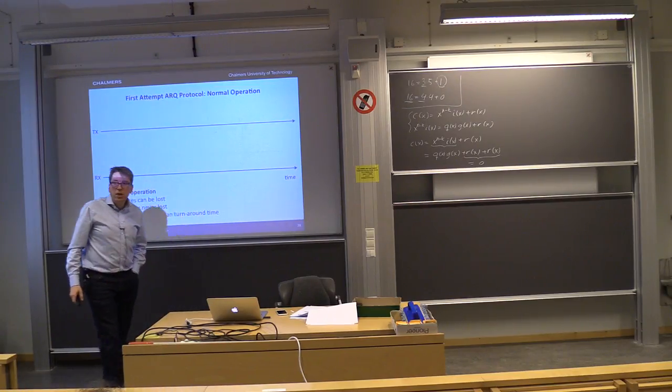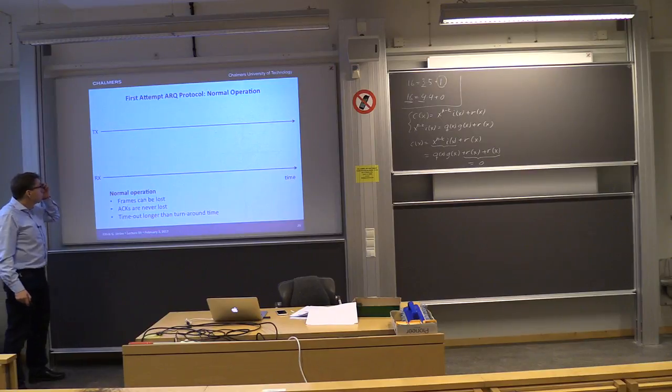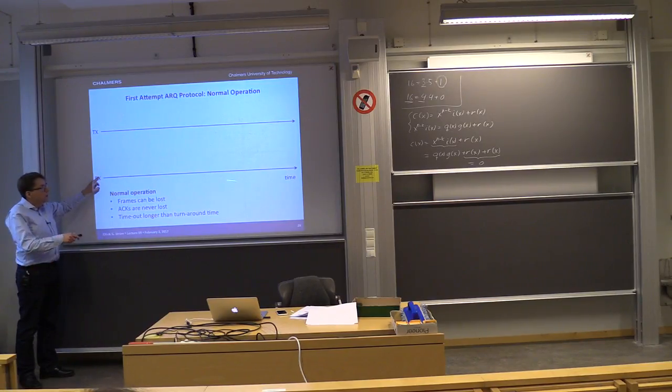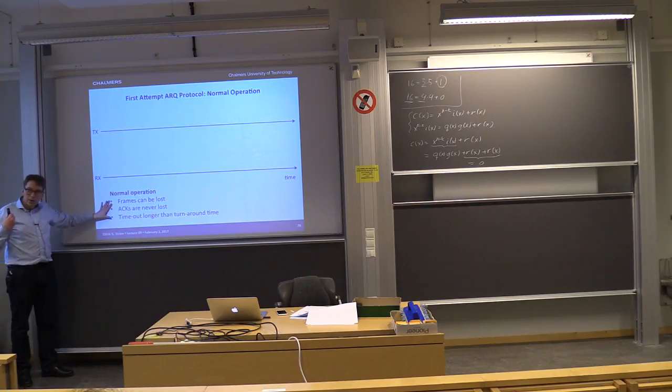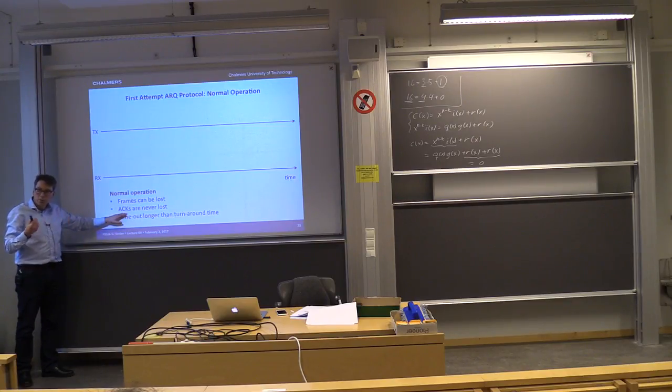Okay, so let's see a timing diagram for this. We have the transmitter and receiver, and here we have two time axes. Now things will happen in a sequence here, and we see how the protocol is executed. Let's assume that things are good, so normal operation. Normal operation is that frames can be lost. That's part of normal operation. However, acknowledgements, the remaining frames, for the time being we think they are never lost. And timeouts are longer than the turnaround time, and we'll see what that means in a second.